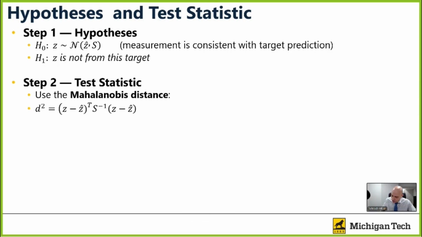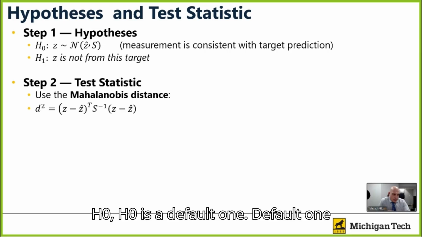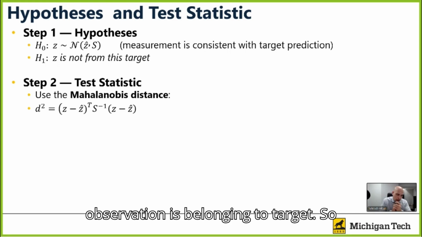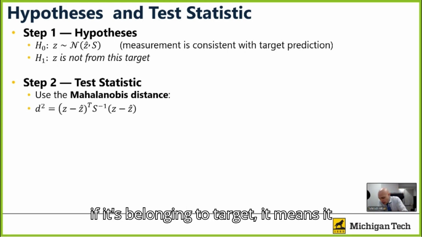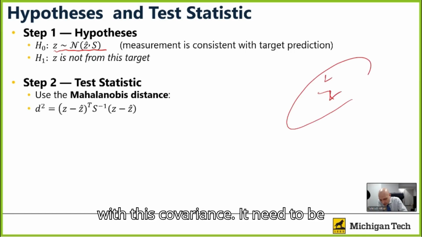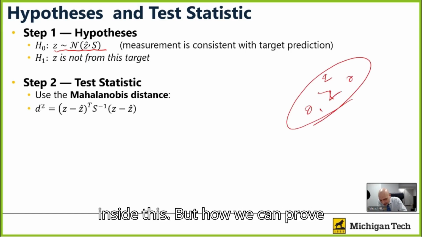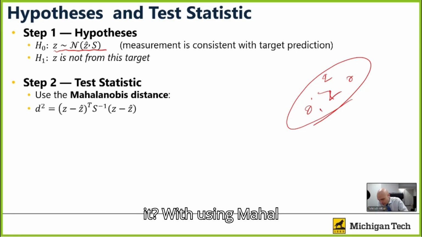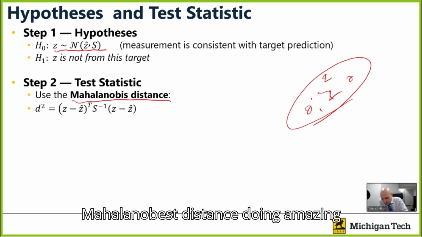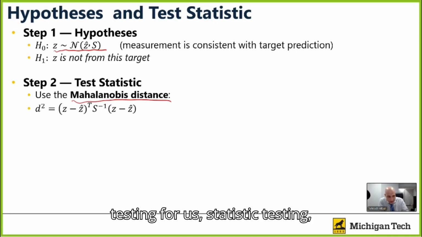So this H0, if H0 is correct, means what? H0 is the default one. The default one is that the new observation belongs to the target. So if it belongs to the target, it needs to be around Z bar with this covariance. It needs to be inside this. But how can we prove it? With using Mahal distance or Mahalanobis distance. Mahalanobis distance does amazing testing for us. A statistic testing, you know.